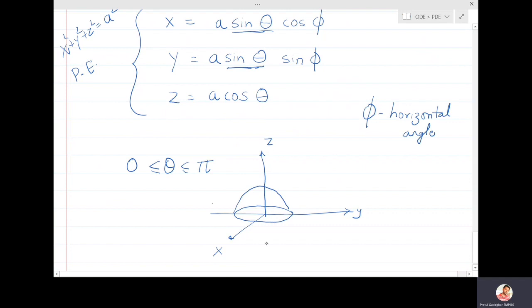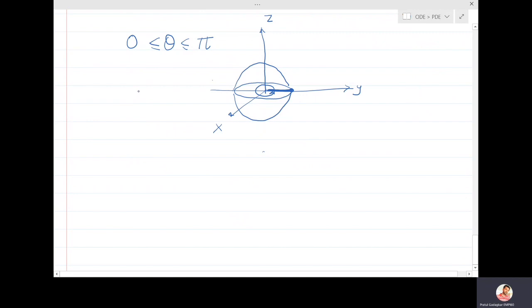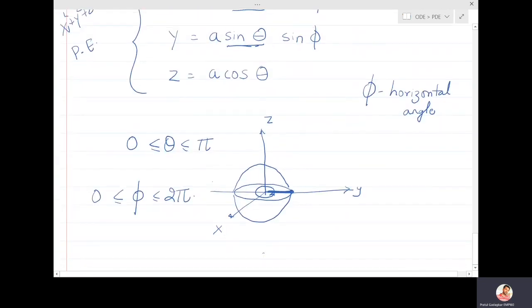Okay, so this is the sphere, see. So the point here, the angle here with respect to the x-axis is 0, and this angle is going to vary horizontally from 0 to 2 pi. So this horizontal angle is 0 to 2 pi, which is phi. Okay, so let me write it here. Phi goes from 0 to 2 pi. Okay, so this is the concept of vertical angle and horizontal angle.